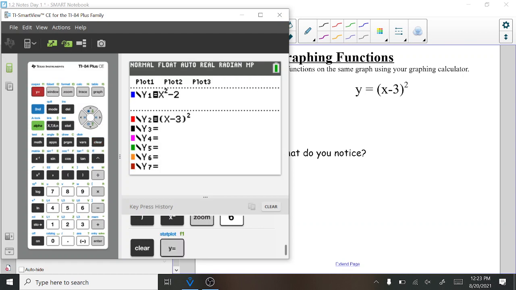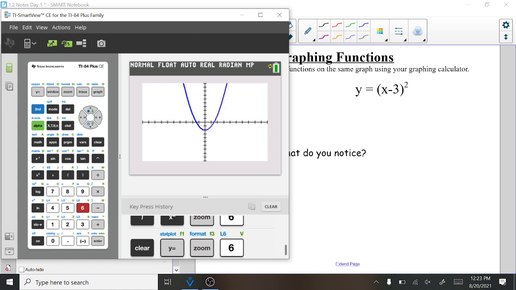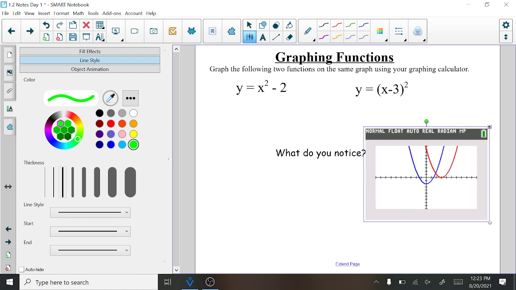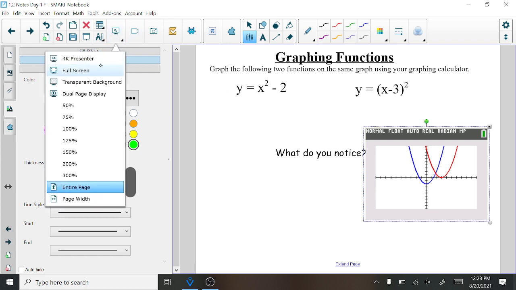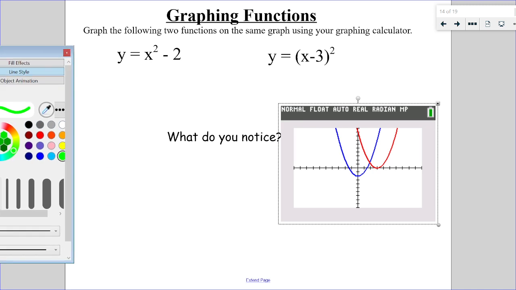I just typed both of them in, into my Y1 and my Y2, and I went back to a Zoom 6. That gives me a good window for this. All right, so what do I notice here? Well, my x squared minus 2 looks like my basic parabola moved down 2, right?